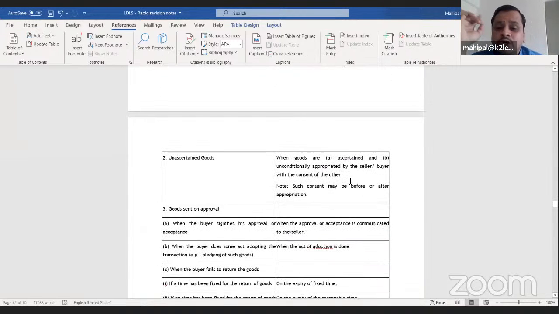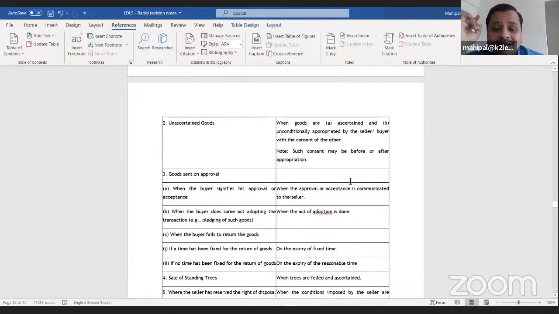In case of unascertained goods, the ownership will be transferred on fulfillment of two conditions. Number one, the goods must be ascertained, and number two, they must be appropriated. Ascertainment is a unilateral act and appropriation is a bilateral act. When the goods are sent on approval, the ownership is transferred when the buyer signifies his approval, does some act as an owner, or he fails to return the goods within a fixed or a reasonable time.